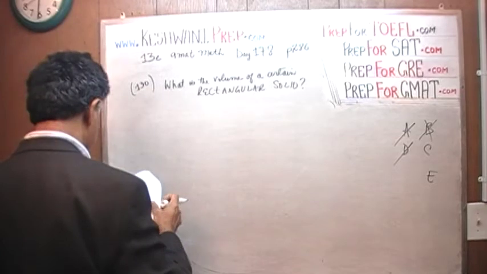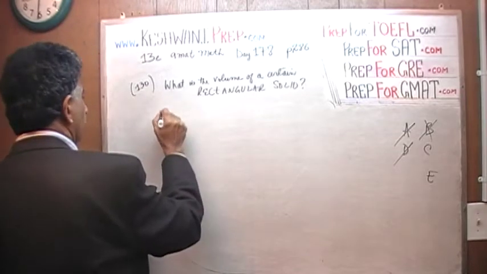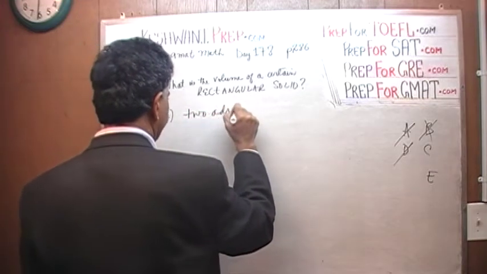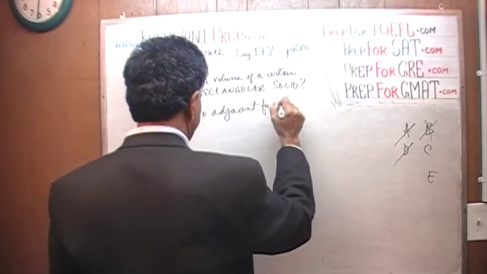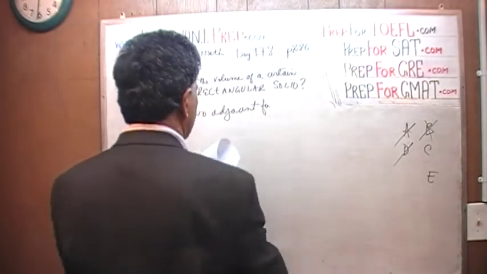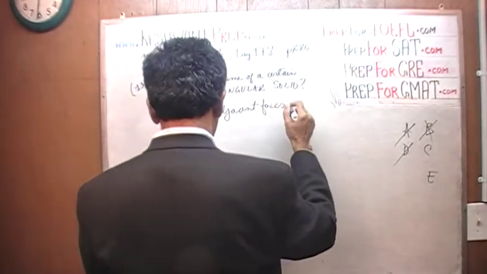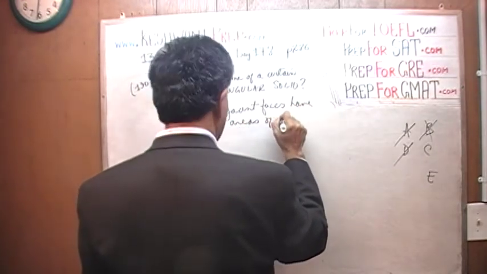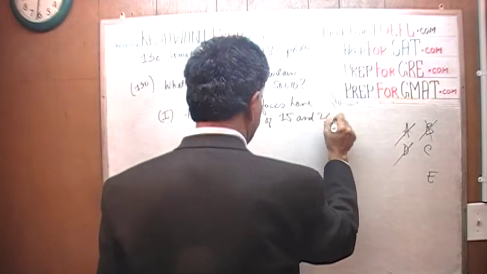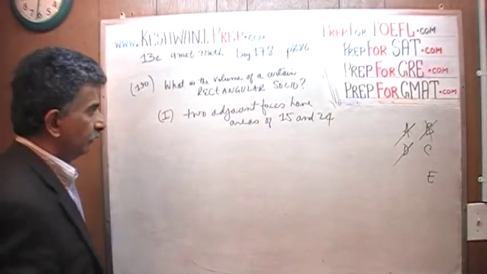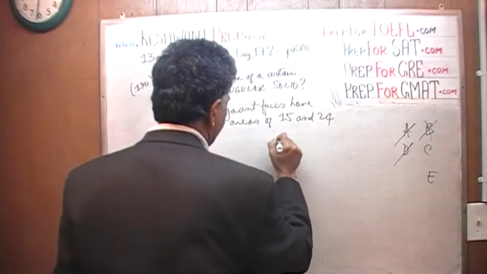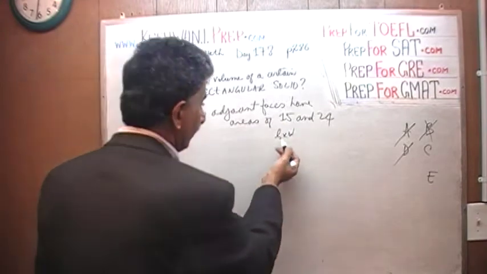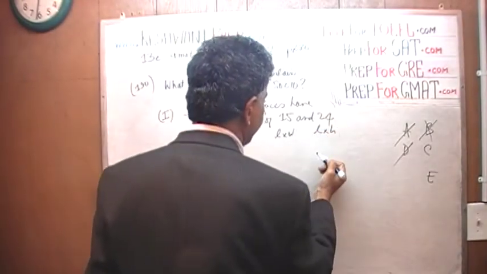If we put them together, we know that two adjacent faces have areas of 15 and 24. So maybe let's say length times width, and since they are adjacent, which means they have to share a side, if it's length times width, maybe this is length times height. So that part we know.